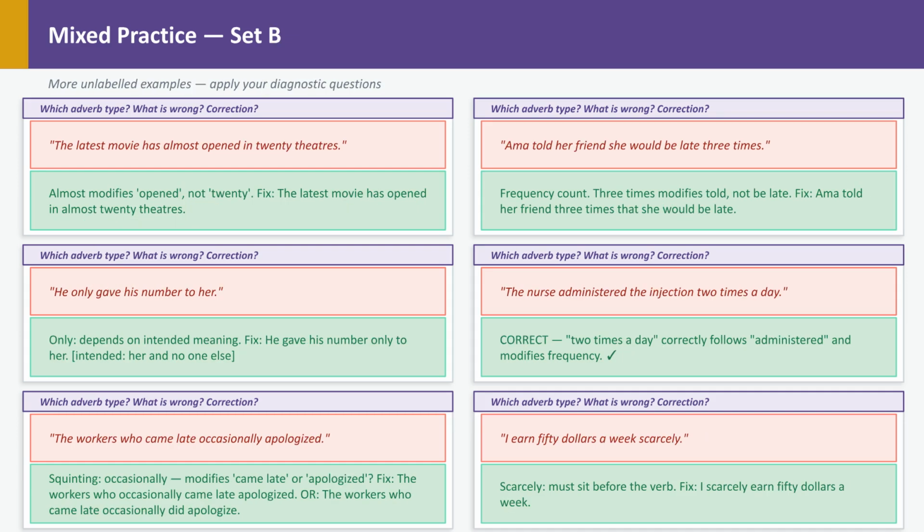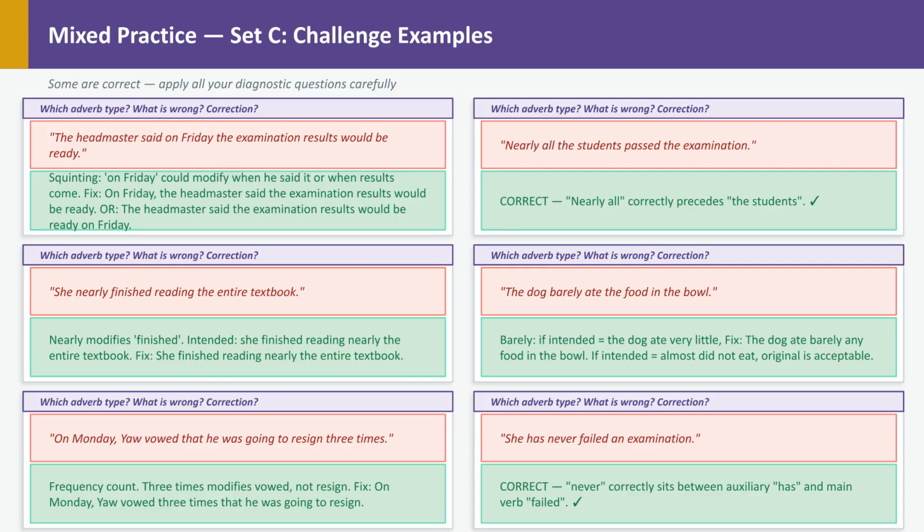In Mixed Practice Set B, we continue applying diagnostic questions. Note the nuance in sentences like, he only gave his number to her, where the intended meaning dictates the correct placement of only. Mixed Practice Set C presents challenge examples, some of which are already correct. Use careful analysis to identify misplaced or squinting modifiers, like in the example concerning the headmaster's announcement.